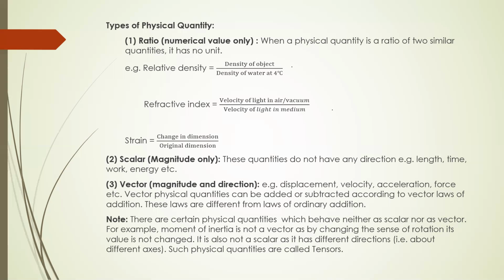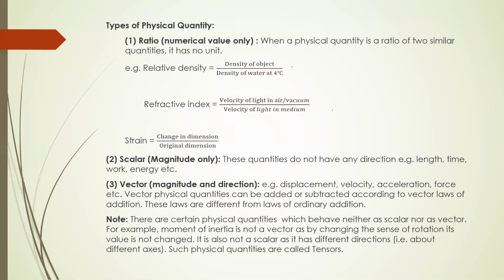So what do you mean by scalar here? Scalar is nothing but the quantities which have only magnitude. The quantities which have only magnitude, no direction, are called scalar quantities. Examples are length, time, work, energy, etc. These are examples of scalar quantities, which have only magnitude.